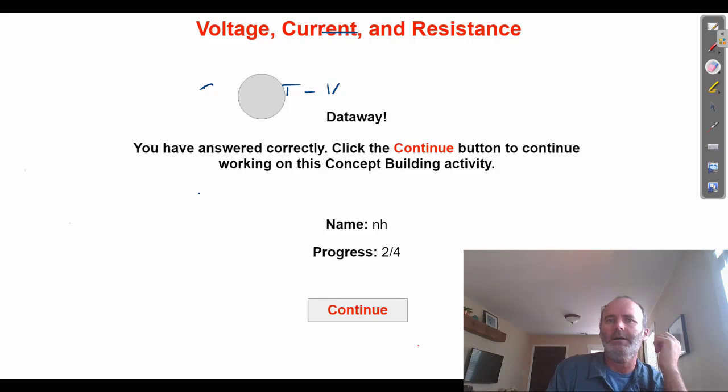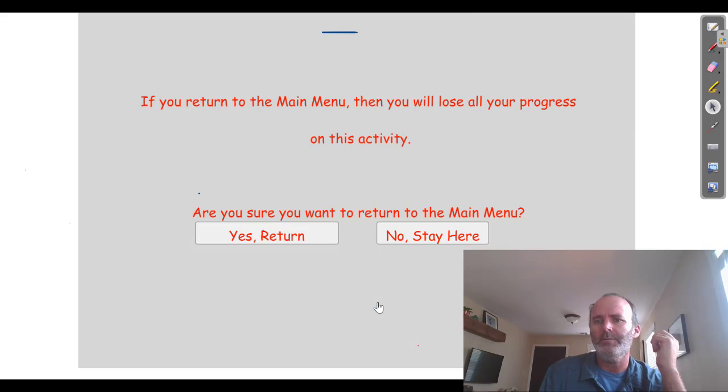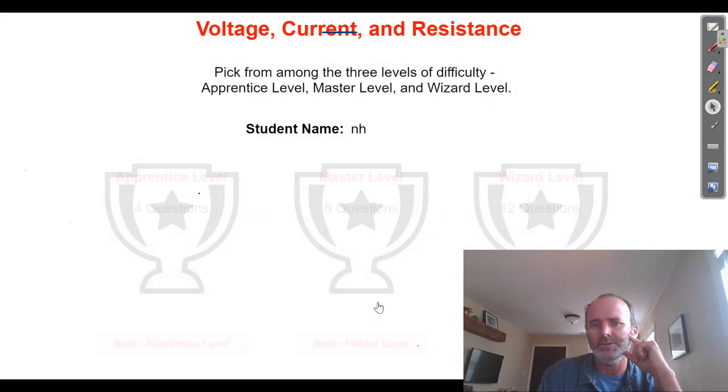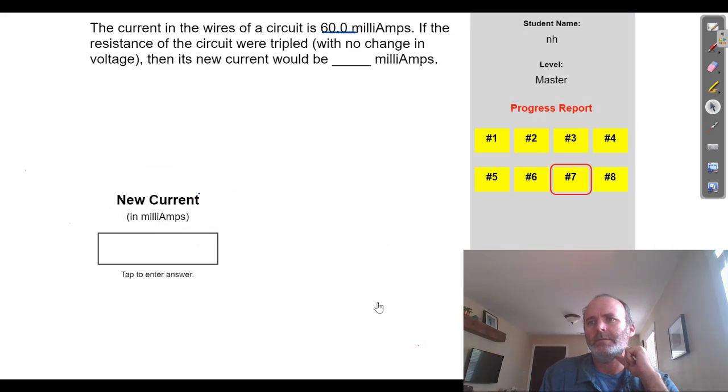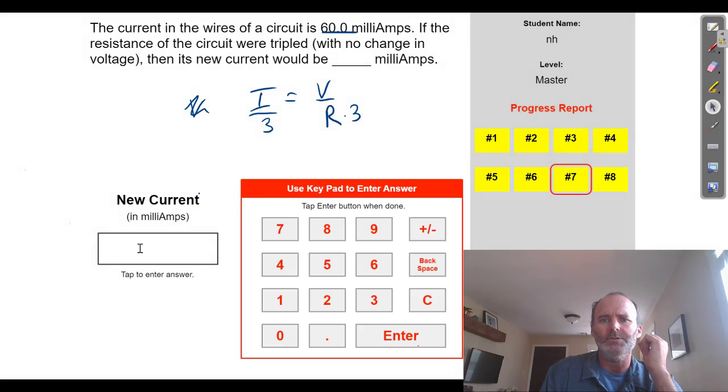Let's jump to the next level. Go back to the main menu and let's do a couple master level. The current is 60. The resistance of the circuit is tripled. So again, I equals V over R. If the resistance were tripled, multiply by 3 and then divide by 3, so dividing by 3 gives 20.